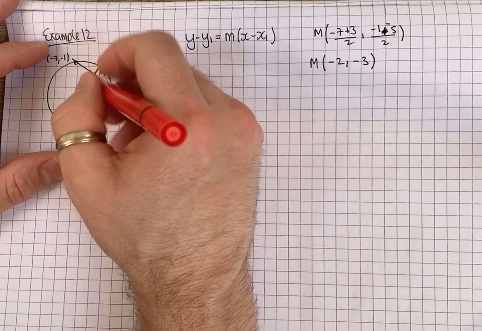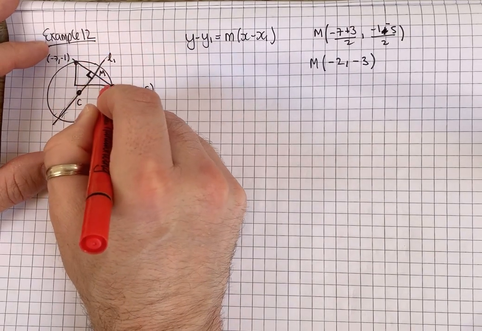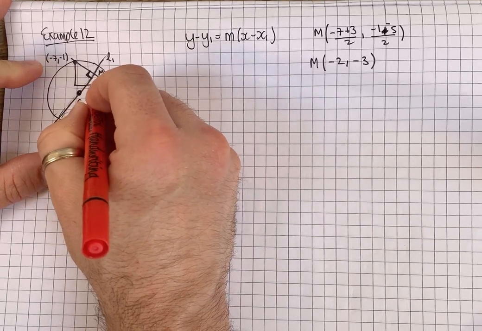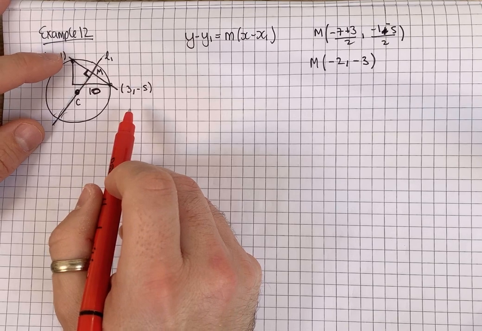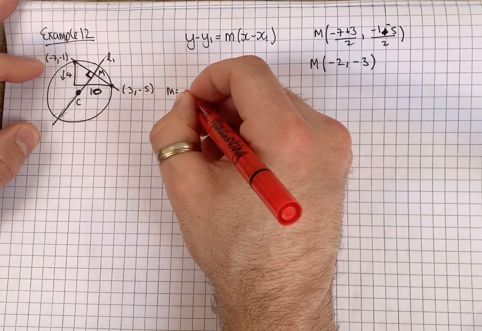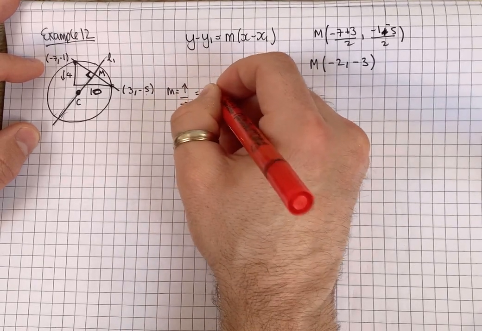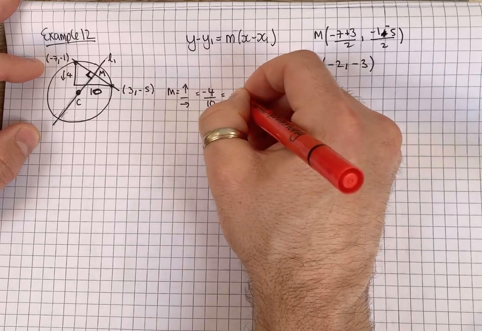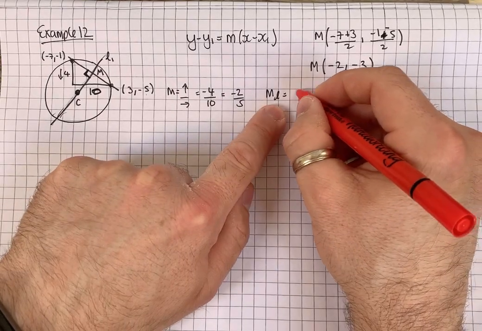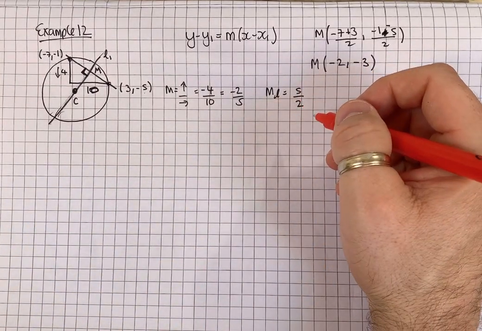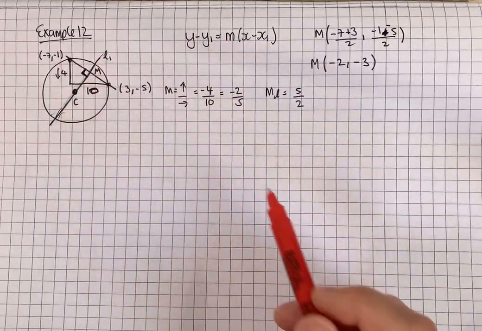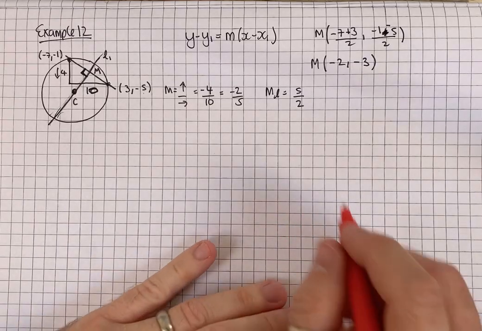So the gradient of the chord, we're going from -7 to 3, which is 10 across. We're going from -1 to -5, which is 4 down. So the gradient is going to be up divided by across, which is -4 over 10, -2/5. So the gradient of line L1 is the negative reciprocal, so it becomes positive 5 over 2.